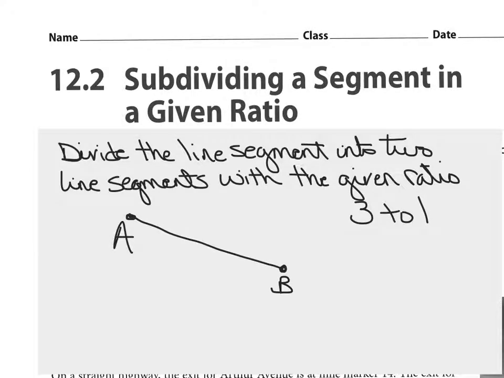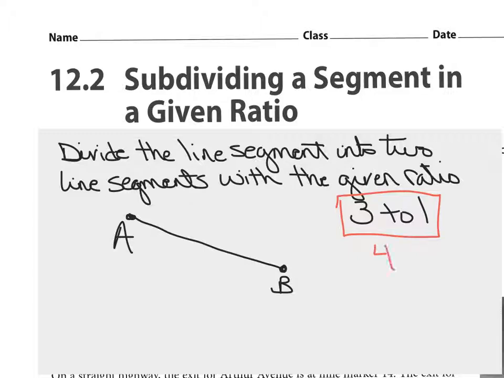Okay, so we're going to do 12.2, which starts on page 641, and we're going to subdivide a segment in a given ratio, and that's what this section is about. The first thing I wanted to talk about is how to divide a line segment into two line segments with a given ratio. The given ratio on this one I put is 3:1.